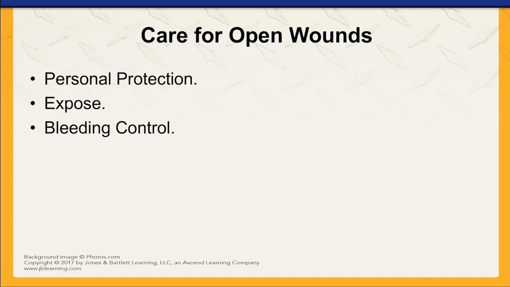So what do you do? How are you supposed to care for open wounds? First of all, the most important thing to do is, before you go and help somebody else, you have to help yourself. And in doing this, use universal precautions. So what are universal precautions? At the very least, what you should be doing is wearing exam gloves. That's the easiest thing that you can do.